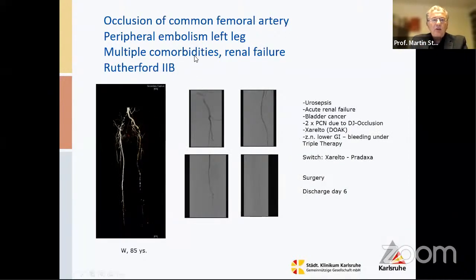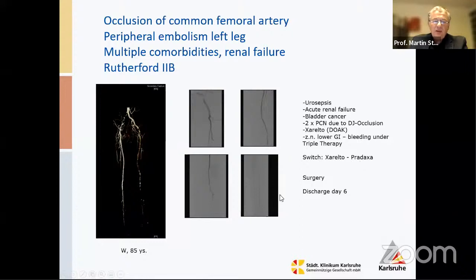This is another case where surgery might make sense if the common femoral artery is involved. It's sometimes difficult. You have to go cross over, but you see the other side is also not very healthy. This patient had some special conditions, that's why I'm showing this to you. Multiple comorbidities and renal failure, urosepsis, bladder cancer in history, and always occlusion of his PCN catheters. He was on anticoagulation, had twice lower GI bleeding under triple therapy for myocardial infarction, and then he was switched from Xarelto to Pradaxa.